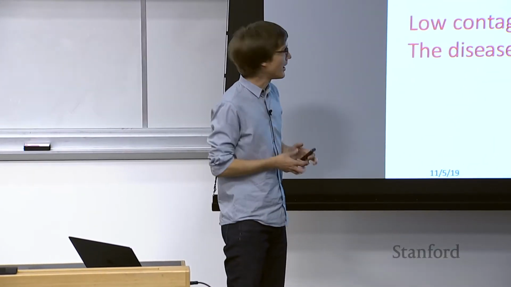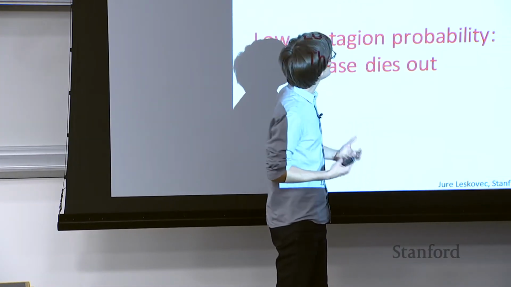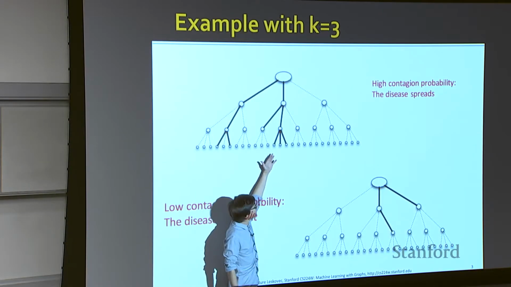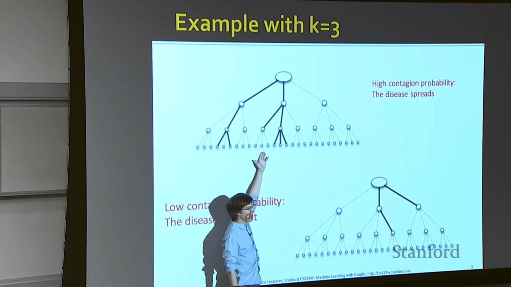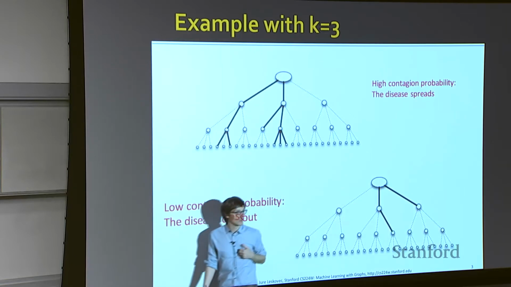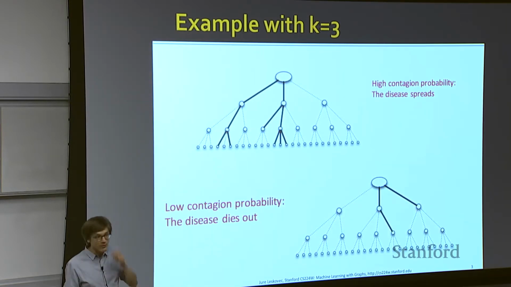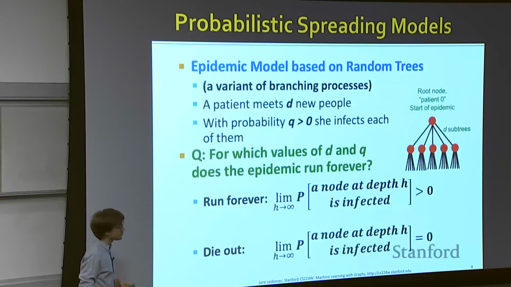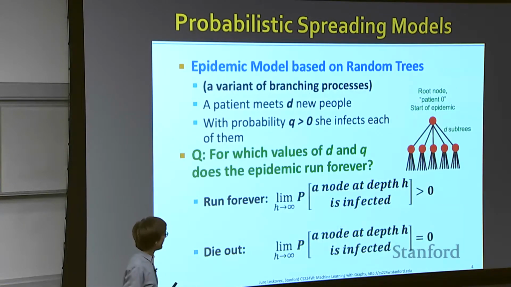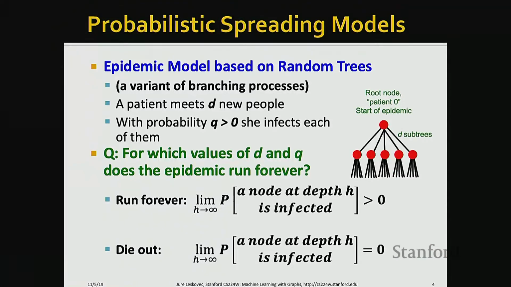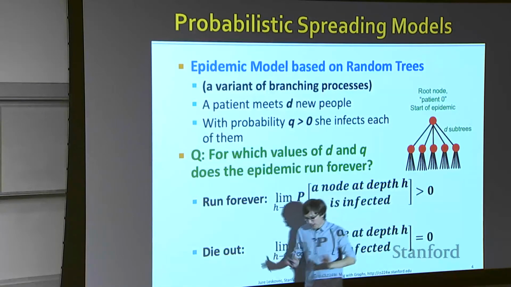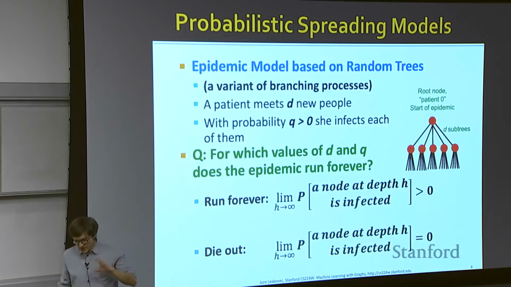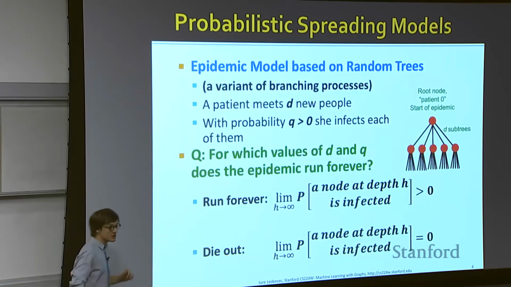So what I want to do right now is a quick mathematical derivation that will give us a sufficient condition for when the epidemic will run forever versus when the epidemic will die out. That's the main question. We'll analyze a mathematically very simple model of probabilistic contagion on a simple model of the network, which is an infinite tree where every node has d children. So every node has d subtrees. This will be a branching process.